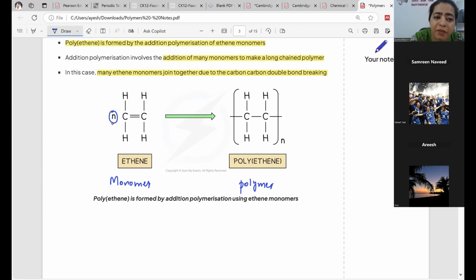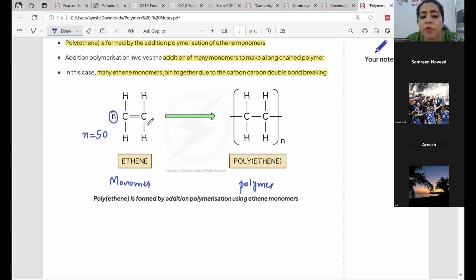N means the number. Let's say you are going to combine 50 of the ethene together to make a bigger polymer. So you will write the ethene formula with the number at the start over here. Then what will happen? One ethene will combine with the second one, second with the third one. So they're going to make a long chain of 50 ethene molecules together.